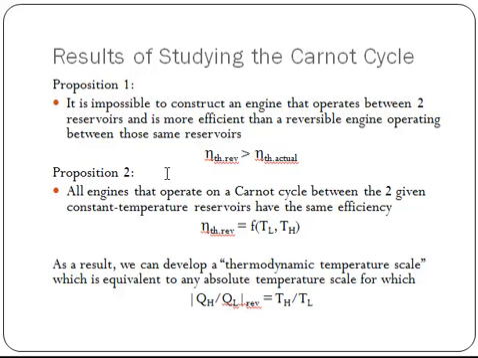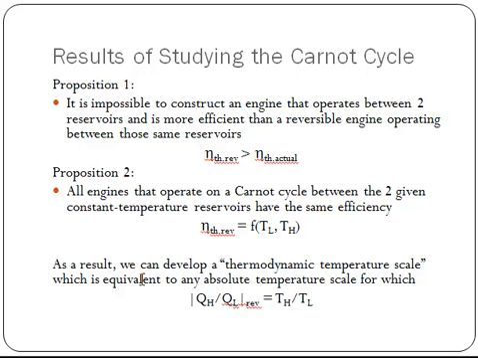a reversible cycle. He also came up with the idea that the engines that operate on these reversible cycles, or a Carnot cycle, between two constant temperature reservoirs, any way I could possibly do it, whether it's Carnot or something else, if it's reversible, it just depends on what those temperatures are. And we can use this to develop a thermodynamic temperature scale. And this is the absolute temperature scale.